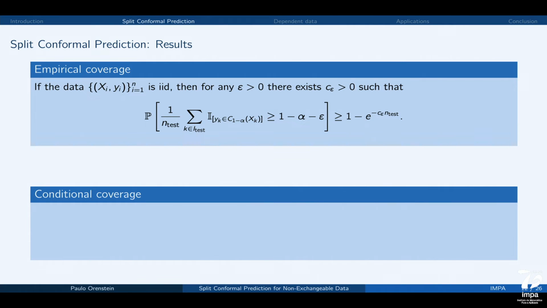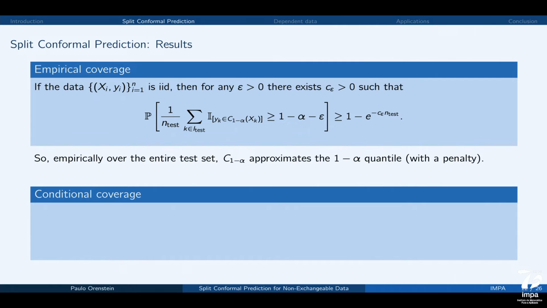It happens that if the data is IID, so no longer exchangeable, now I really need IID, then for any epsilon, there exists a constant such that with extremely high probability, let's say very close to 1, the average of the indicators of yk being in my set is bigger than 1 minus alpha minus the penalty epsilon. So what this means is that empirically over my test set, my predictive set C1 minus alpha approximates the 1 minus alpha quantile. There's a penalty epsilon here, but again, whatever.